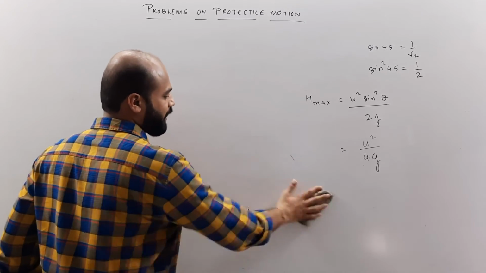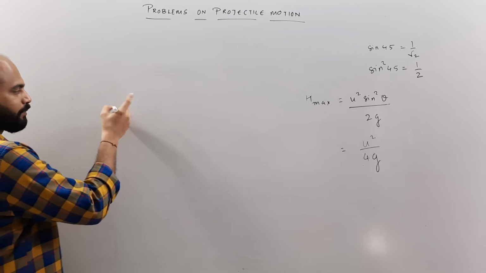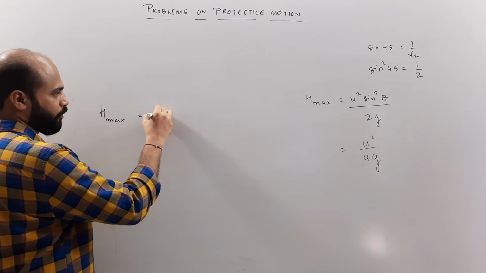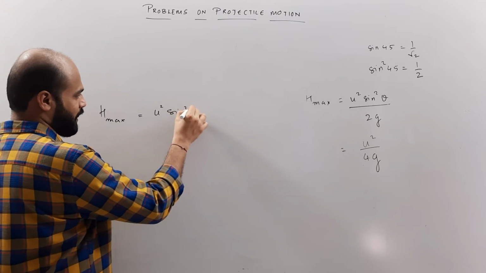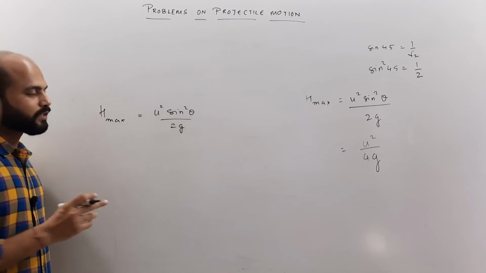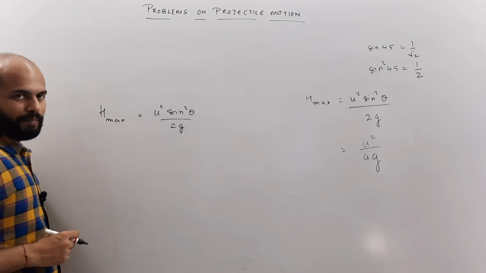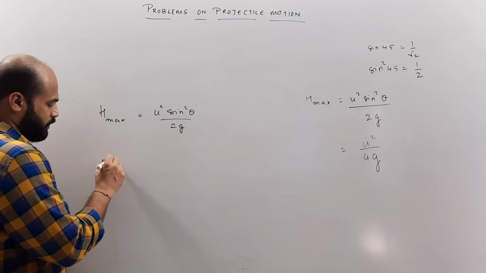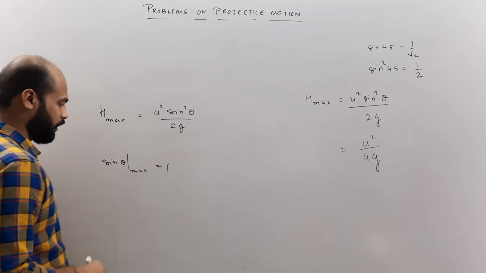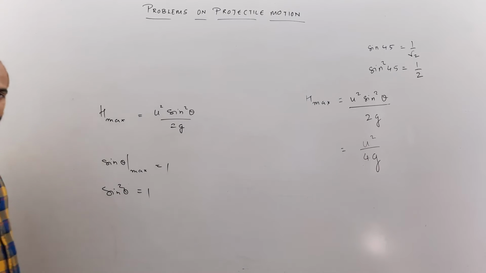So let's do this quickly because it won't take much time. We'll take up that expression. Height of the projectile is u square sine square theta by 2g. That's how it is given. If you want to maximize, again u and g will remain the same, that won't change. However, sine theta is the parameter now. So the maximum value of sine theta is 1. So sine square theta in that case is also 1.